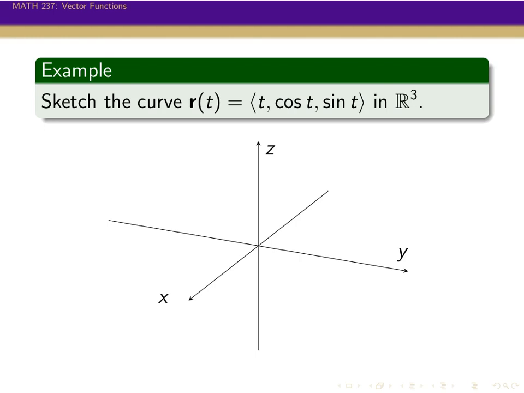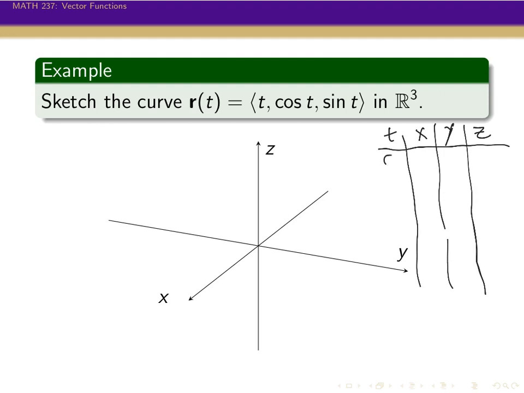To start getting a handle on this, let's do the same thing we did before, but now we have to worry about 3 coordinates. So t, x, y, and z. Let's start at 0 again. If t is equal to 0, x is equal to 0, y is equal to 1, z is equal to 0. That's the point 0, 1, 0, which is right there on the xy plane.